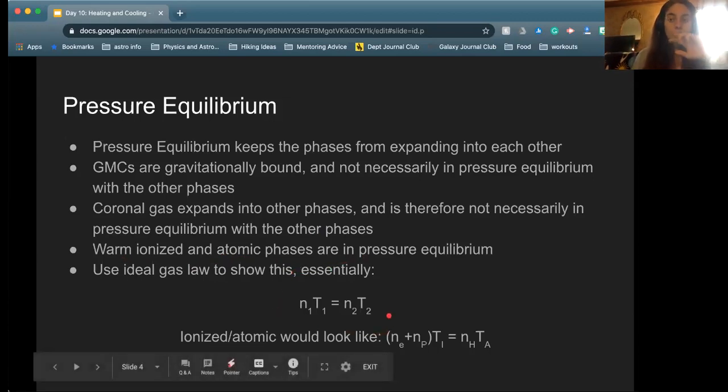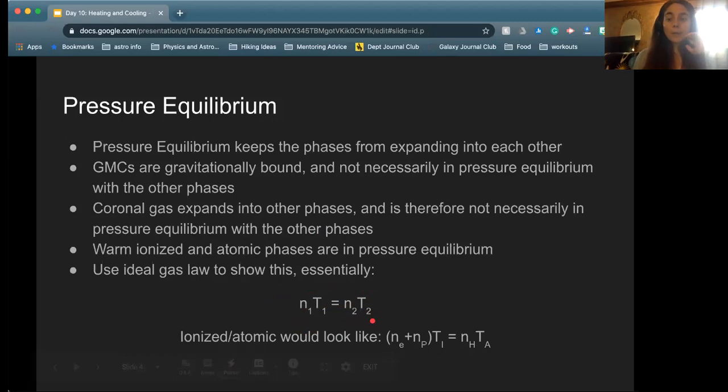what we can do is instead write the left-hand sides of our equations and put them together. So NkT equals NkT if we are in pressure equilibrium. k is a constant, so it's not going to change based on phase. We can divide that out and end up with just NT equals NT for the different phases.